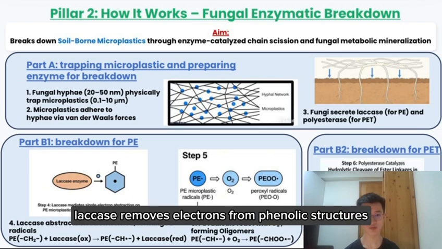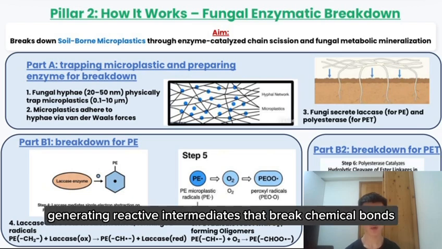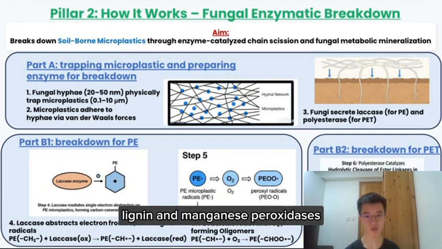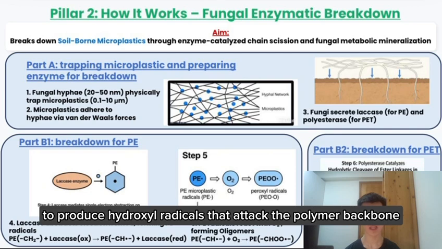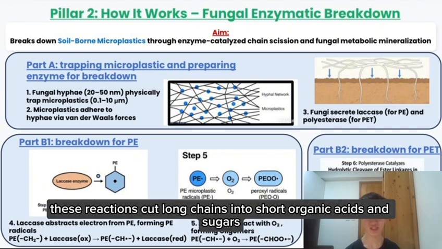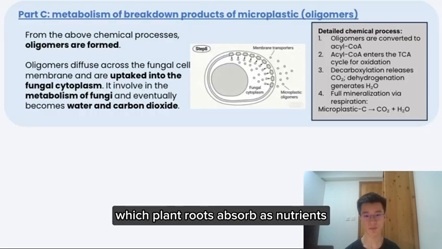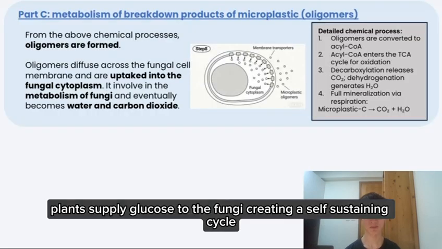Laccase removes electrons from phenolic structures, generating reactive intermediates that break chemical bonds. Lignin and manganese peroxidases use hydrogen peroxide to produce hydroxyl radicals that attack the polymer backbone. These reactions cut long chains into short organic acids and sugars, which plant roots absorb as nutrients. In return, plants supply glucose to the fungi, creating a self-sustaining cycle.